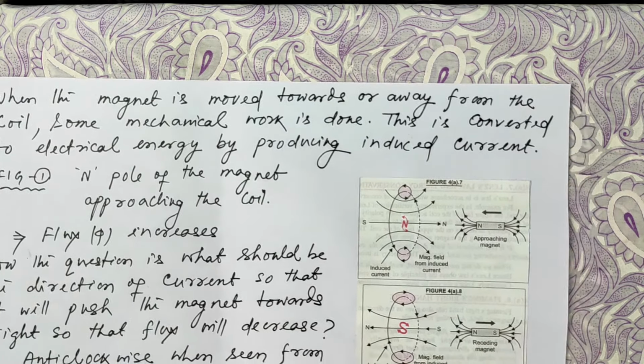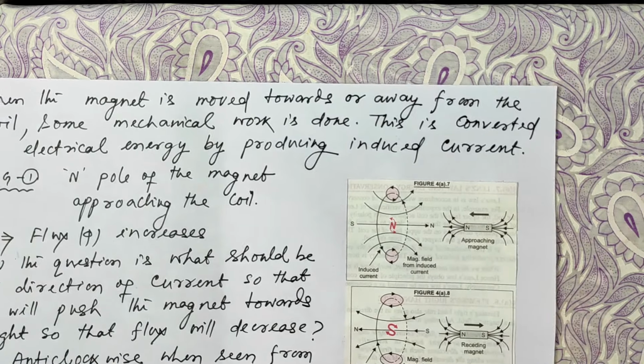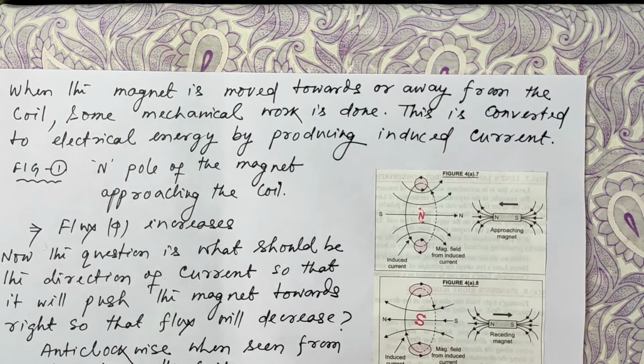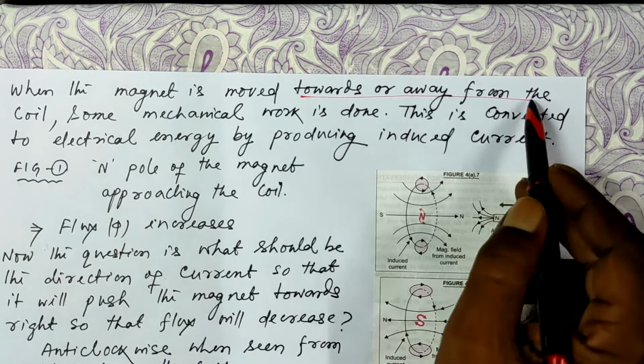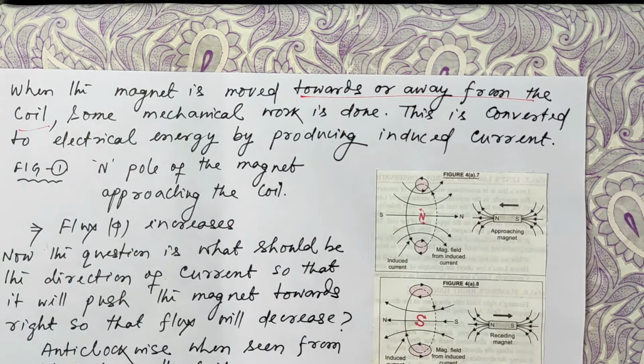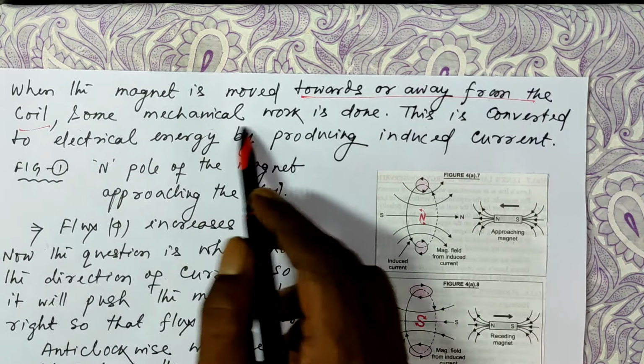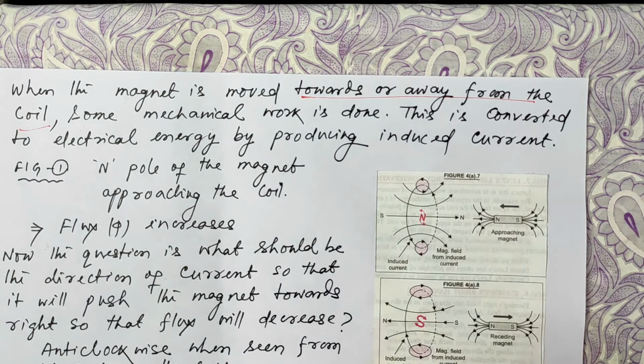Now look, there are two pictures here I have taken from your book. When the magnet is moved towards or away from the coil, some mechanical work is done. When you move something, some mechanical work is done.